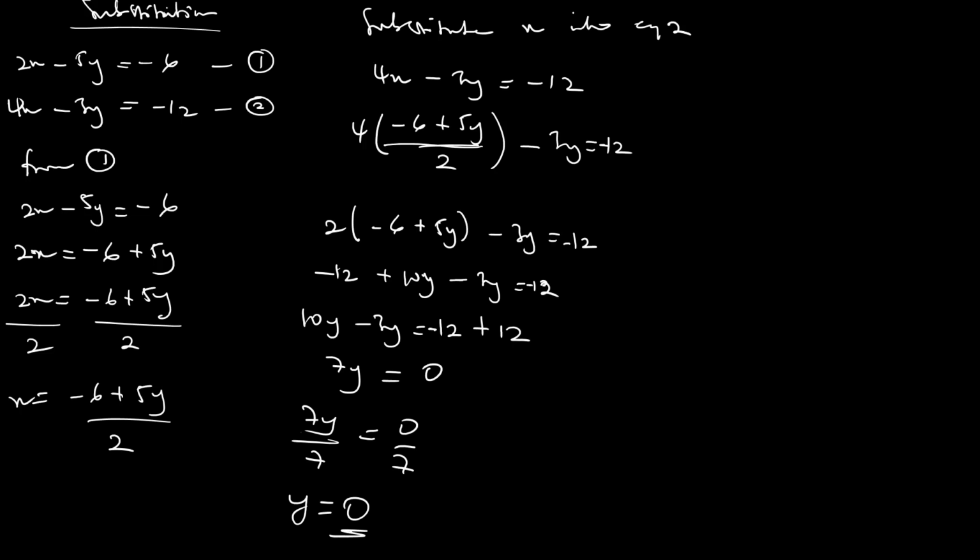So now let's find the value of x. So our y is now 0. So now let's put it in, let's say, equation 1. So we put y equal to 0 into equation 1. You can also put in equation 2, you achieve the same answer. So equation 1, we have 2x minus 5y equals to minus 6, right? Or our x is what? Minus 6 plus 5y all divided by 2, because that is what we used in obtaining the value of y.